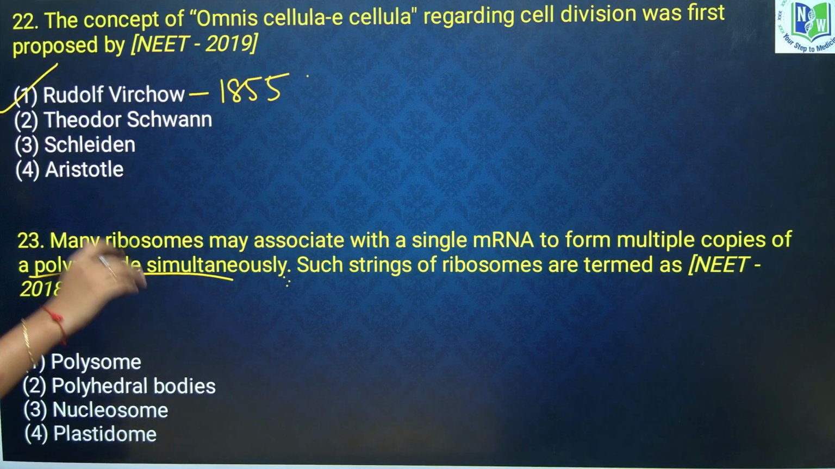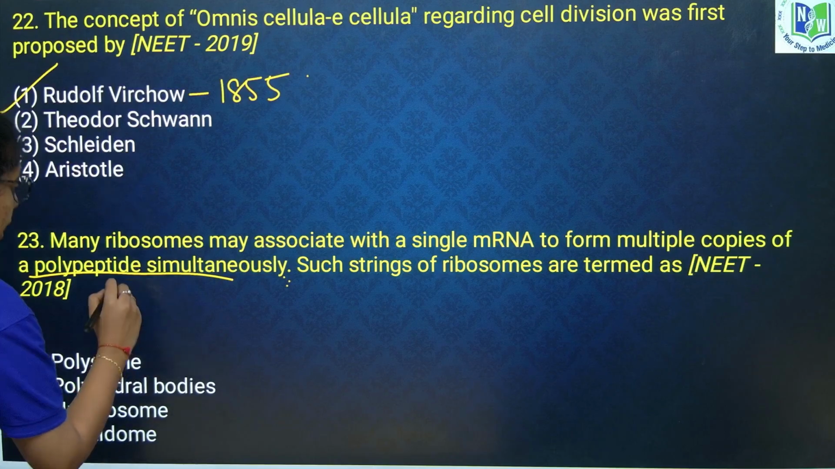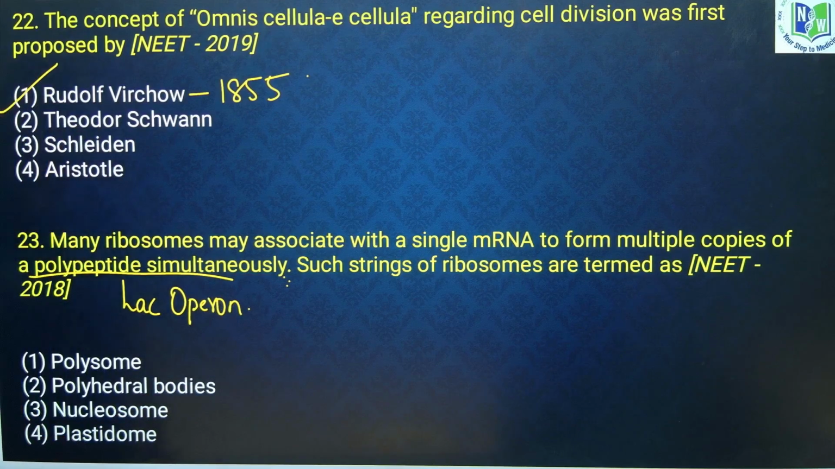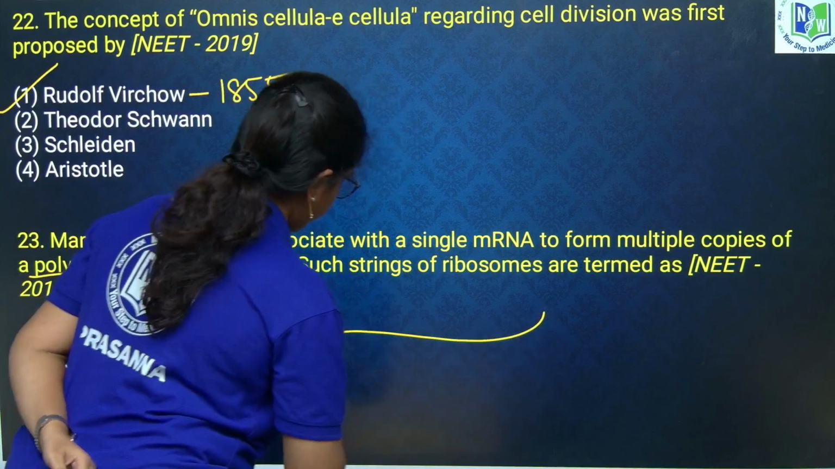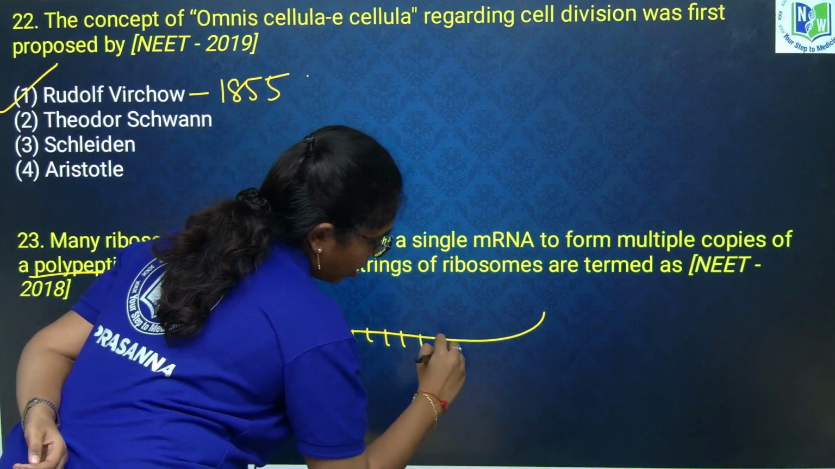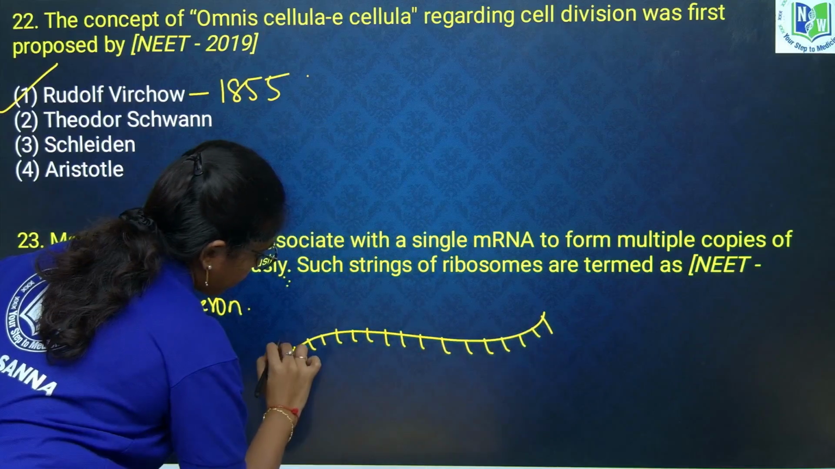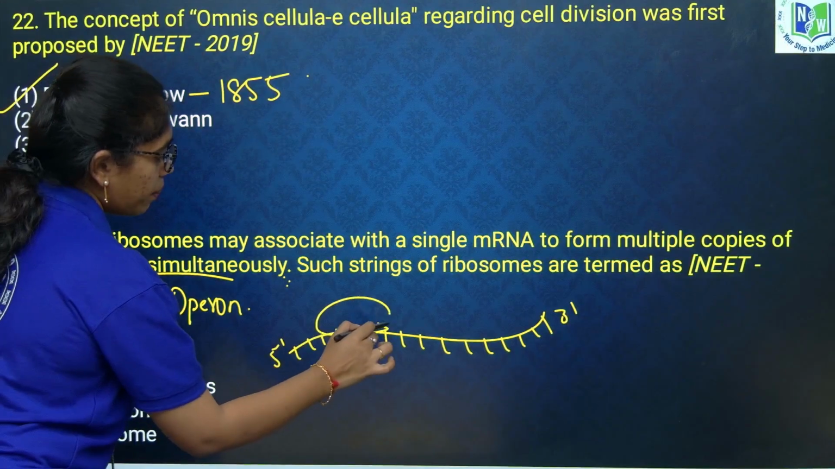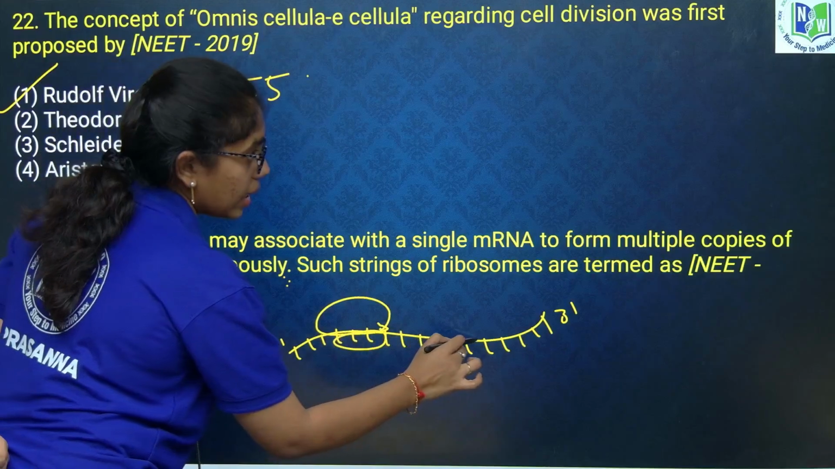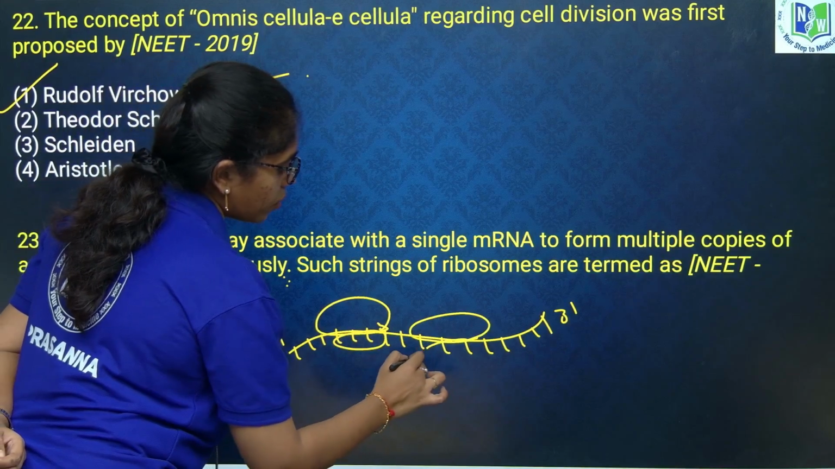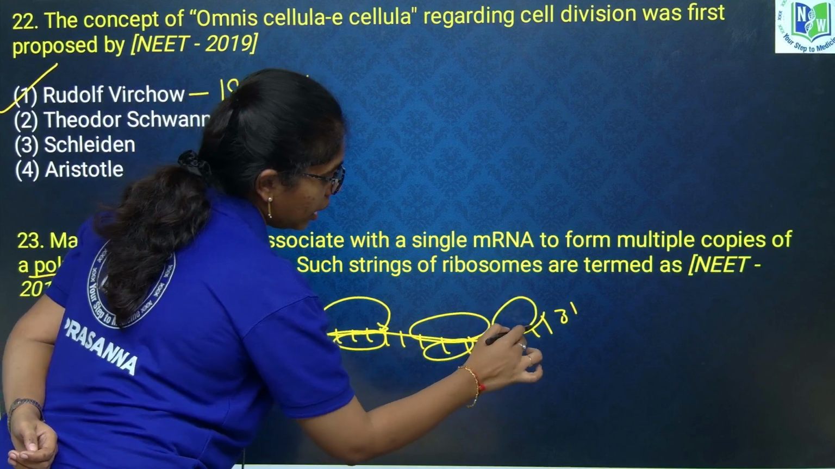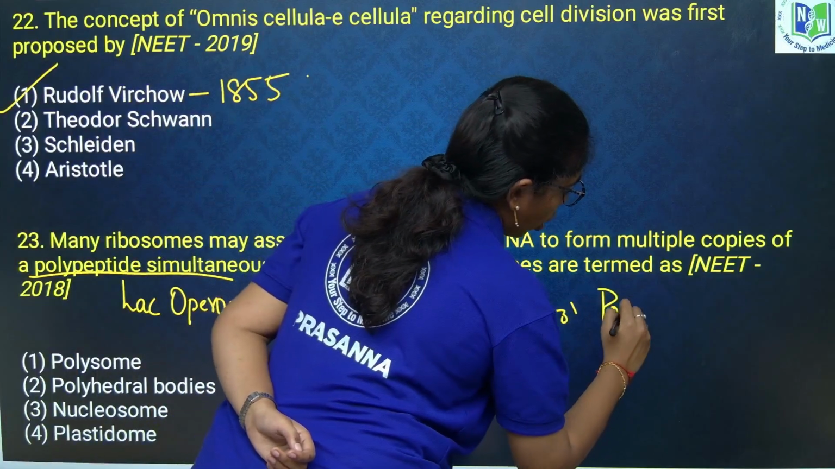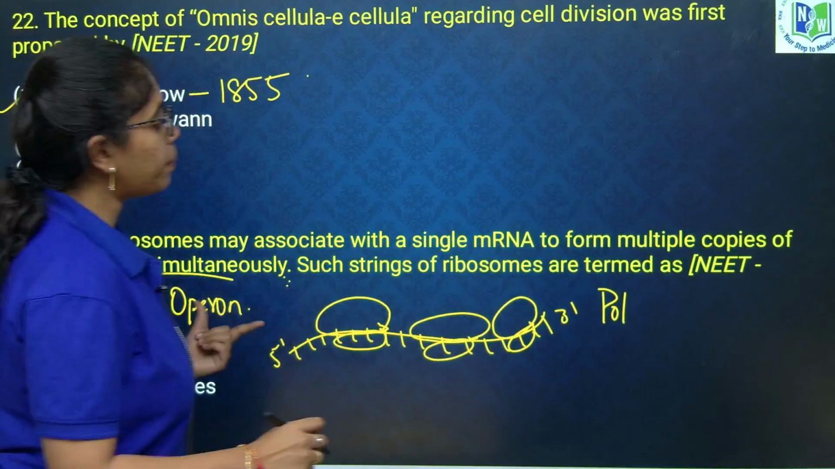Many ribosomes may associate with a single mRNA to form multiple copies of polypeptide simultaneously. You will see this in gene expression under molecular biology, for example the lac operon model, wherein a single mRNA chain from 5 prime to 3 prime is attached with what? Many ribosomal subunits, wherein it can form a polypeptide chain.